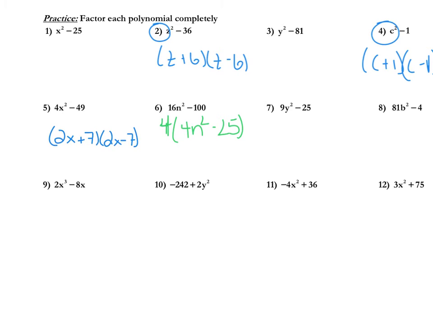So we look inside the parentheses. How many terms do we have? 2. Do we have the difference? Yes. Are they both perfect squares? Yes. So 4 times 2n plus 5 times 2n minus 5.